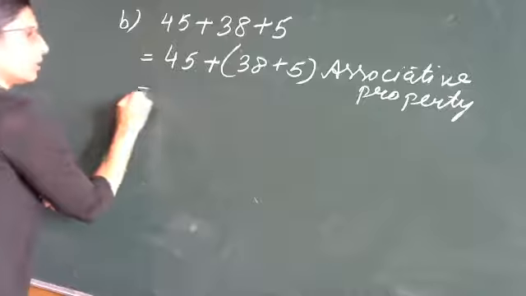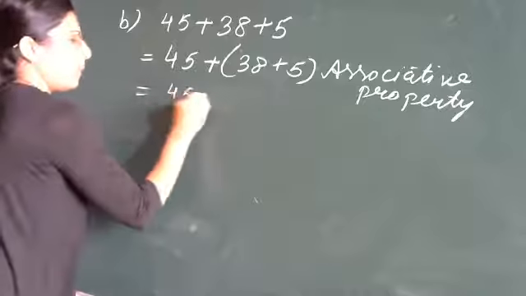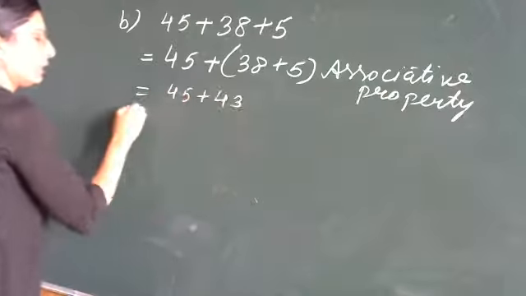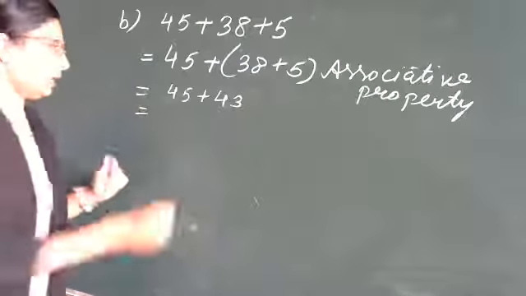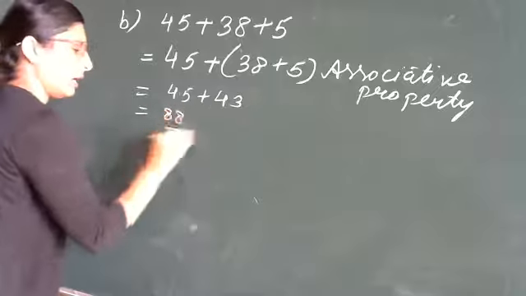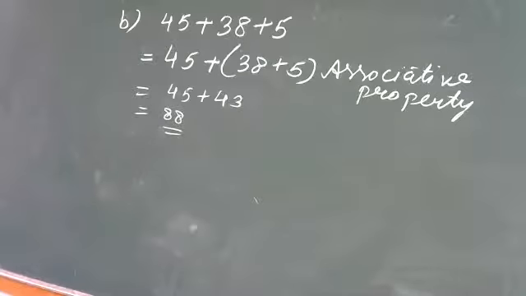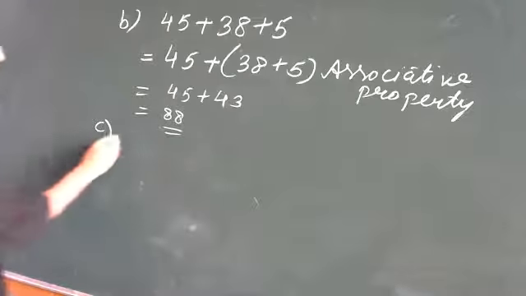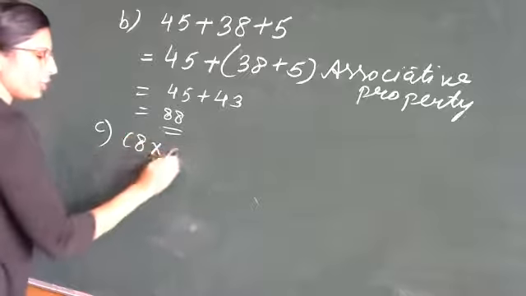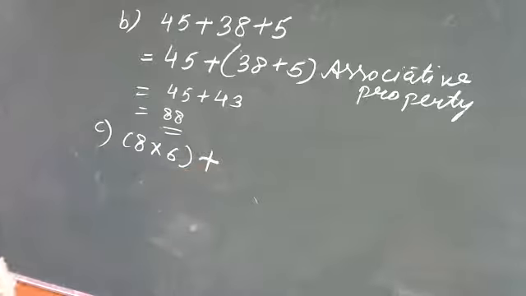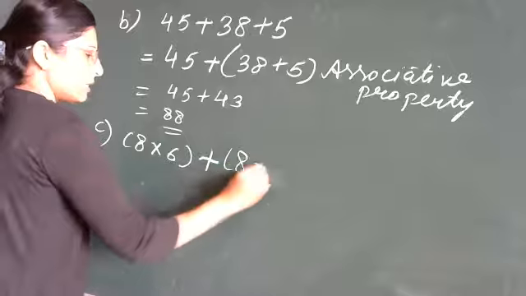Next. 43 plus 43 is 88. Yes. Now next will be what? Distributive. 8 into 6 plus 8 into 4.